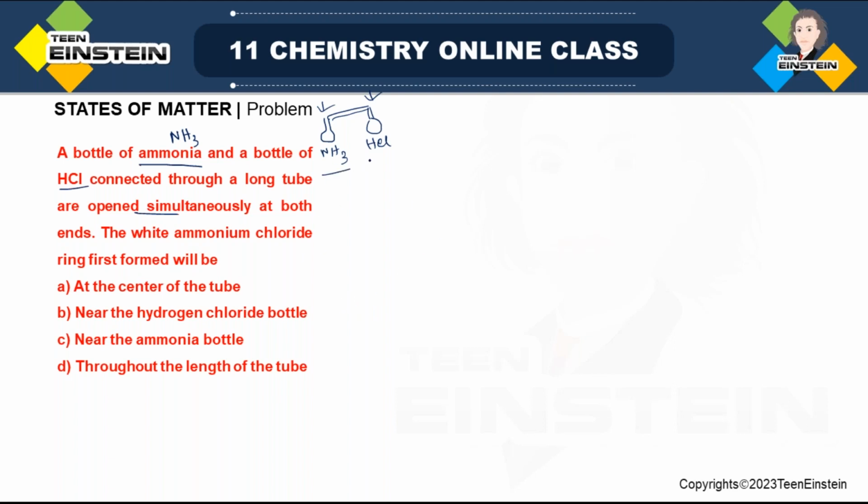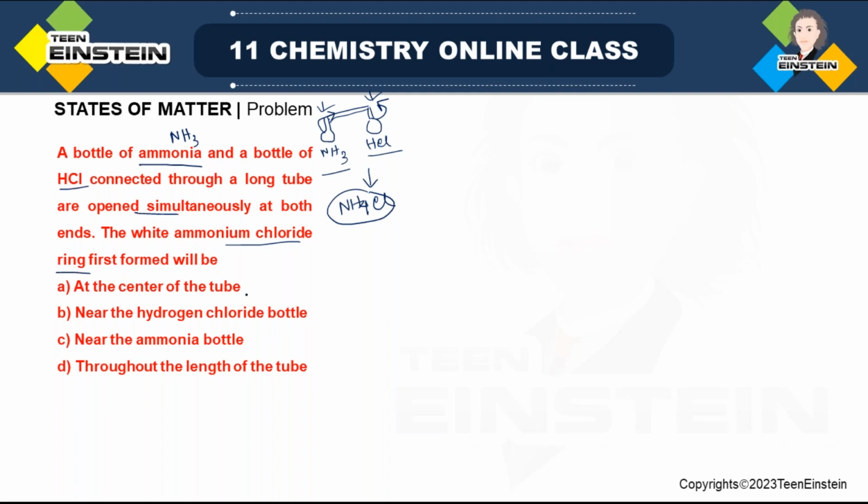Now we know that when ammonia reacts with HCl, NH4Cl is produced. That means this gas will come in this direction, HCl gas will come in this direction, and at their meeting point, when they come in contact with each other, they will produce the product NH4Cl, that is a white dense fume, and the name is ammonium chloride. Now this white ammonium chloride ring, that is the dense fume in the form of a ring, will be formed. Which option is correct?